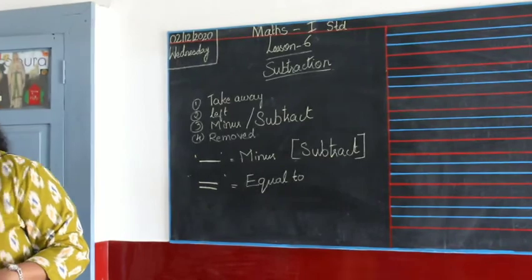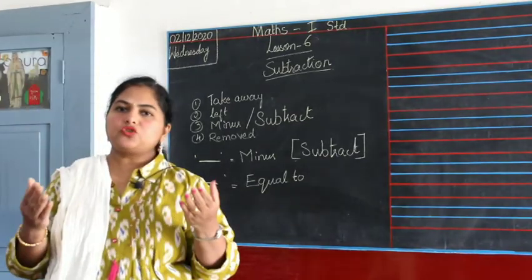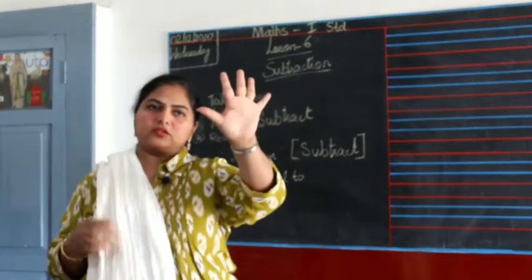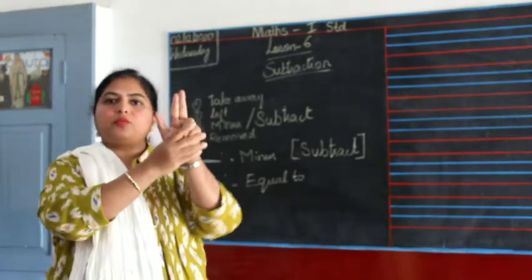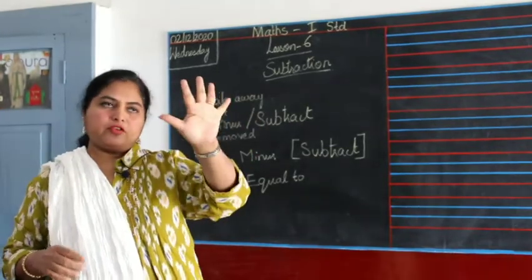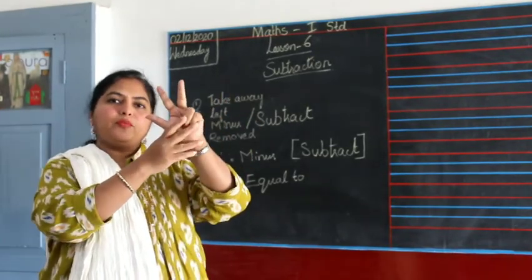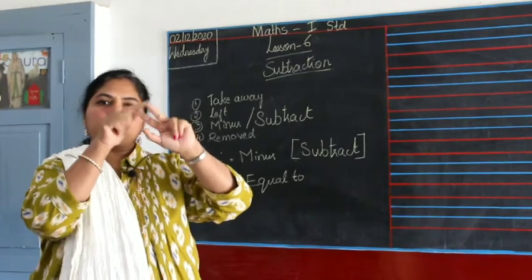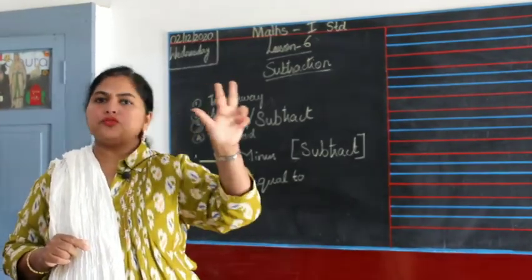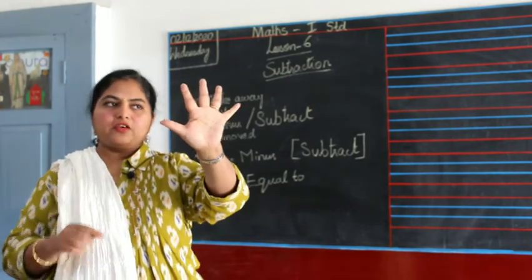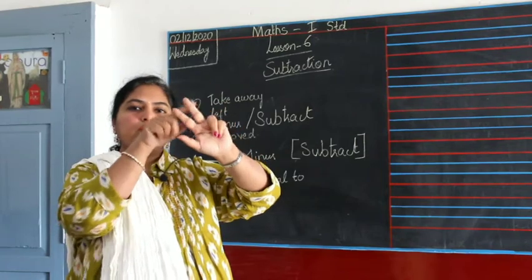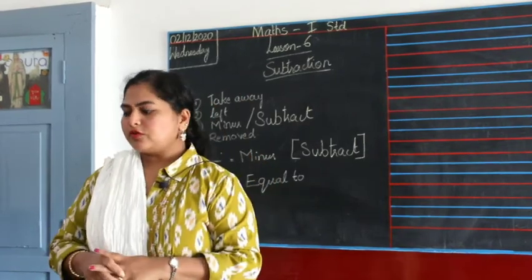Now what is subtraction? Subtraction is when you take away something from something, right? You have 5 fingers. If I take away 2 fingers, how many are left? That is called subtraction. Now I have 5 fingers, I remove 2. How many are left? 1, 2, 3. So 5 minus 2 is equal to 3. You remove 2 fingers, 5 minus 2 equals 3. These are the rules of subtraction.